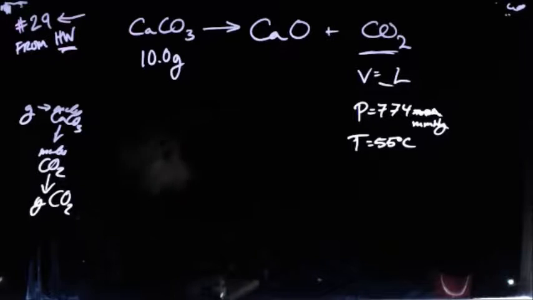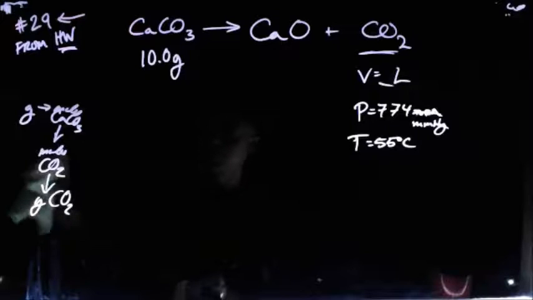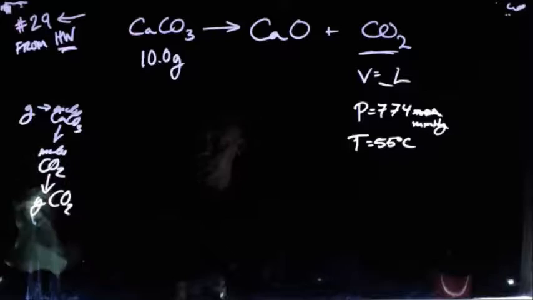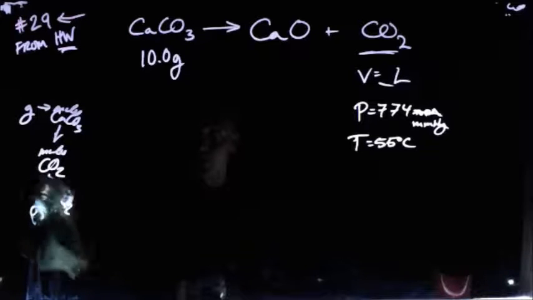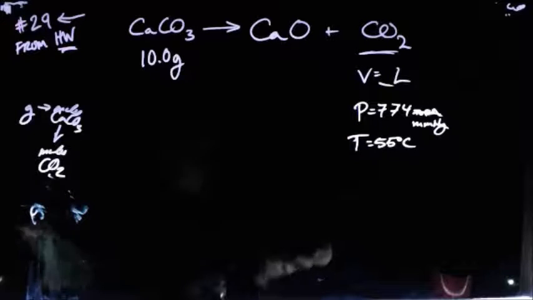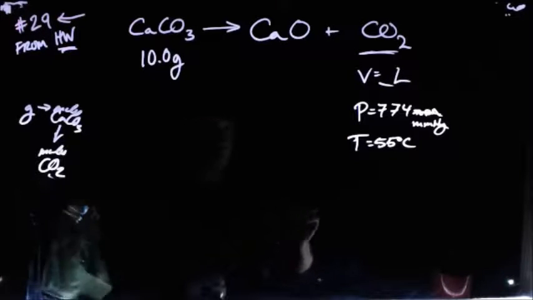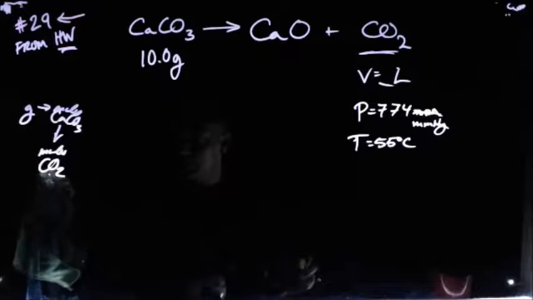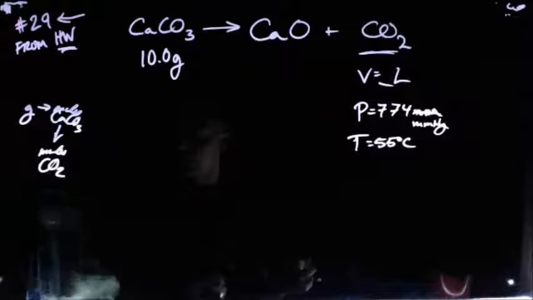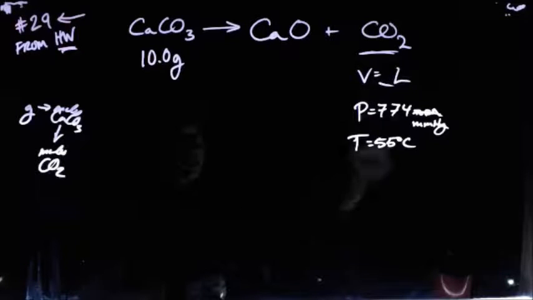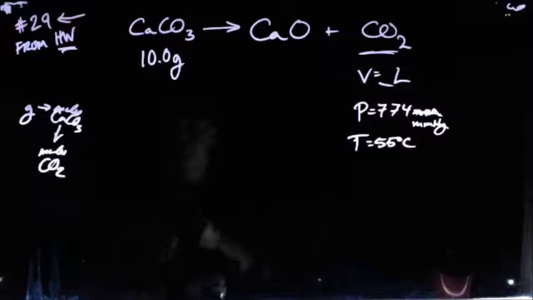So the only difference in this process is, rather than try and get grams of CO2, once we have moles of CO2, we are going to want to find how many liters this carbon dioxide will occupy at the given pressure and temperature. So it's a pretty typical stoichiometry problem until you get to this volume part.